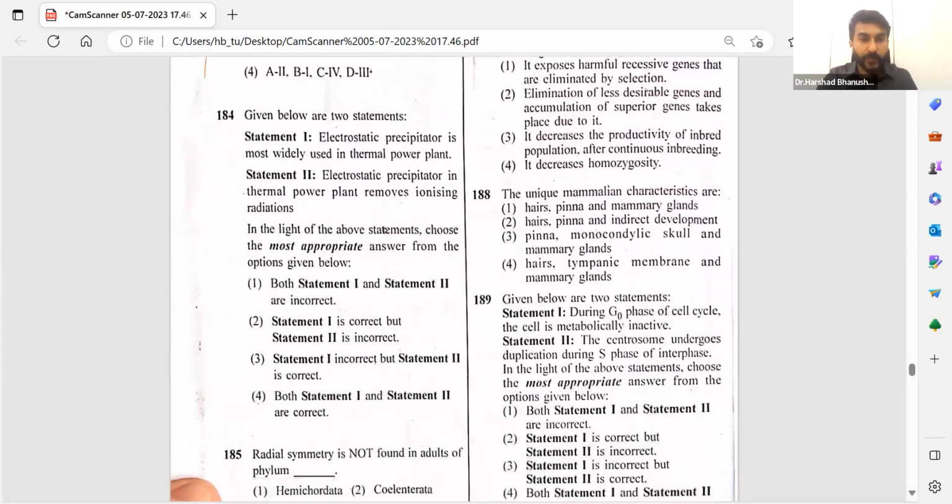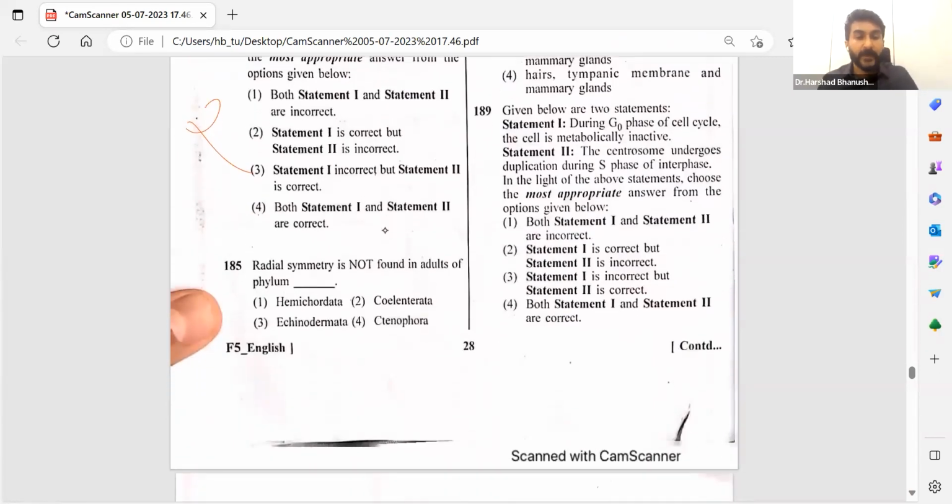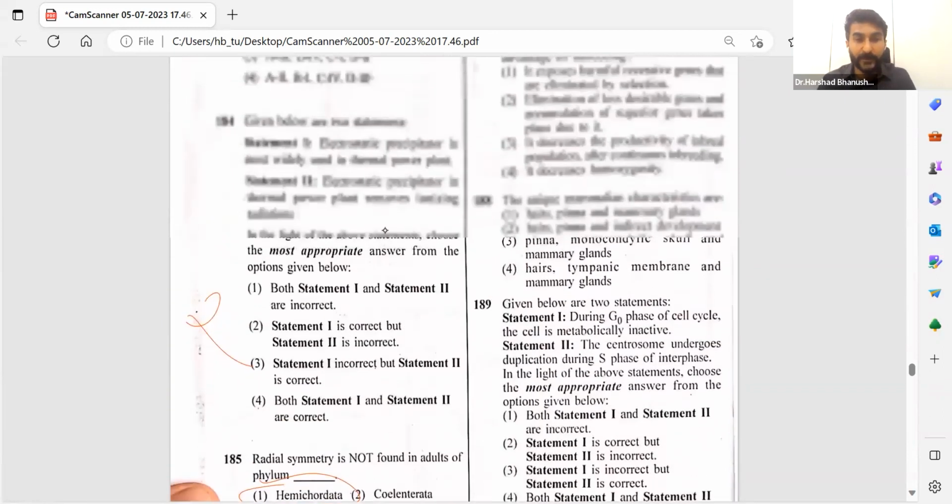Electrostatic precipitator is most widely used in thermal power plant, correct. Electrostatic precipitator in thermal power plant removes ionizing radiation, wrong. It removes particulate matter. So 1 is correct, 2 is incorrect. I will mark option number 2. Radial symmetry is not found in phylum Hemichordata, mind you, which shows bilateral symmetry. So answer would be 1.